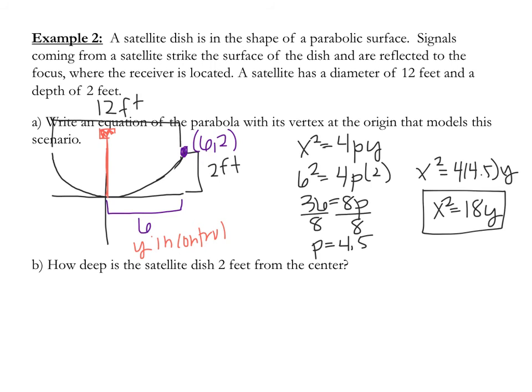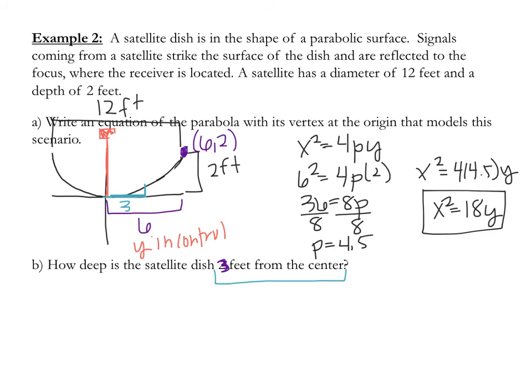And then part B is usually going to have you do something with that equation. It says, how deep is the satellite dish? I'm going to change this to 3 feet from the center. So if I want to go 3 feet from the center, we need to think about what direction that's asking me to go so I can figure out where to plug that in. 3 feet from the center is asking me to go this way.